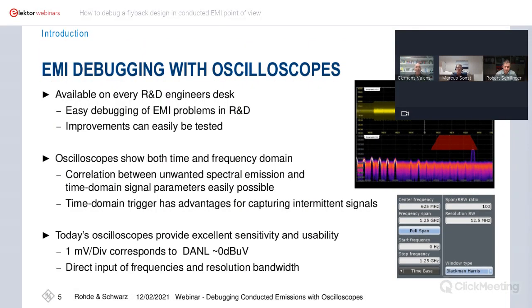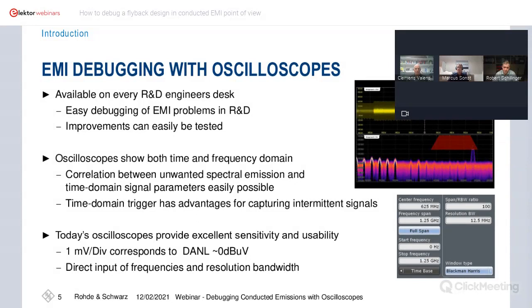Why is it the case? Well, when we are talking about EMI debugging with an oscilloscope, the oscilloscope is already on your desk because you're developing products, and for that, of course, you need an oscilloscope. And nowadays, oscilloscopes are so good that they usually already have an FFT capability, and there you can really test your improvements or changes very fast. And as I said already, correlation between time and frequency domain is very interesting with the oscilloscope.